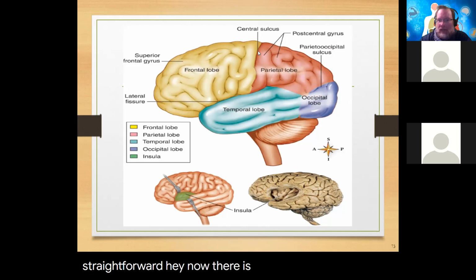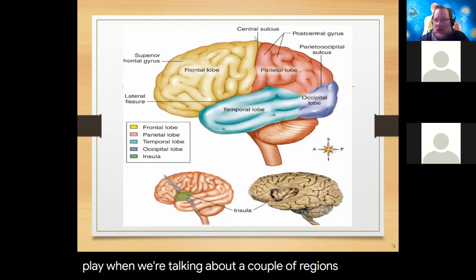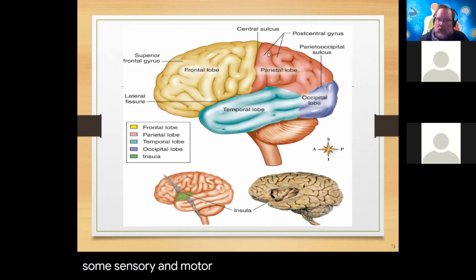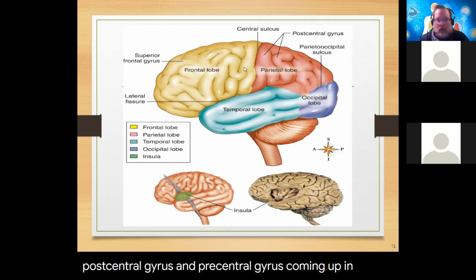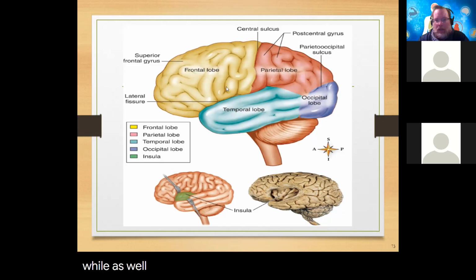Now there is a defining feature between the frontal and parietal lobes we call the central sulcus. And then there's going to be a gyrus right behind it. We call it the post-central gyrus. And then there's going to be one right in front of it called the pre-central gyrus. Those come into play when we're talking about a couple of regions regarding some sensory and motor centers. So you'll see those terms, post-central gyrus and pre-central gyrus, coming up in a little while as well. And then again, we've got frontal, temporal, parietal, occipital.